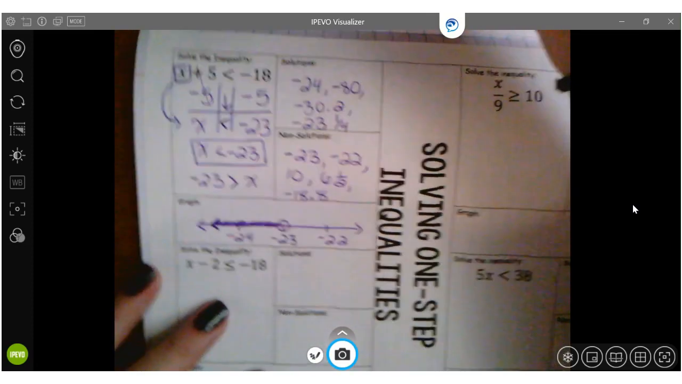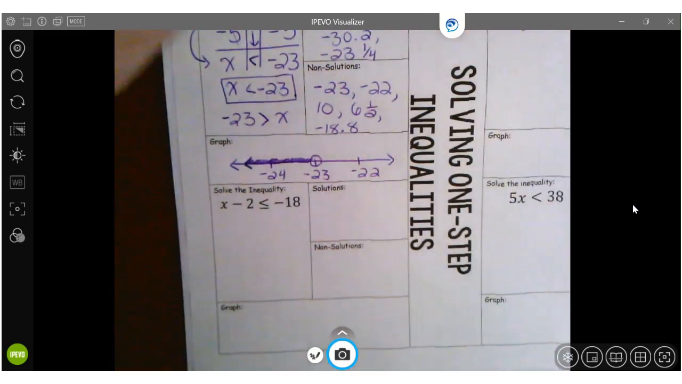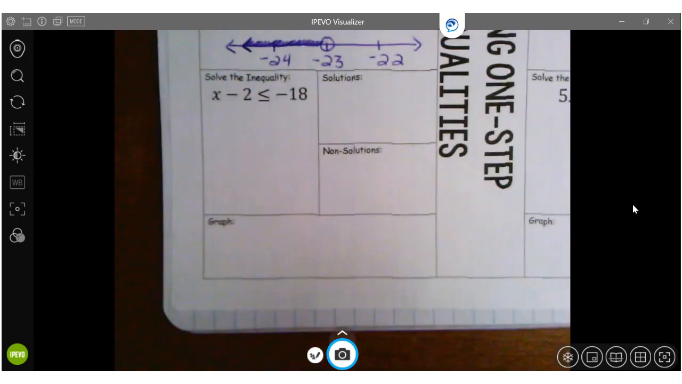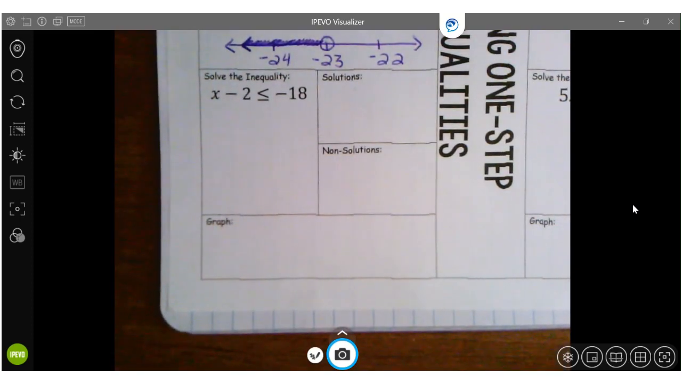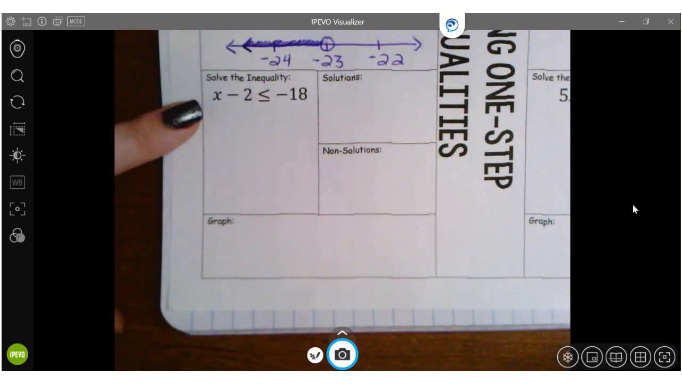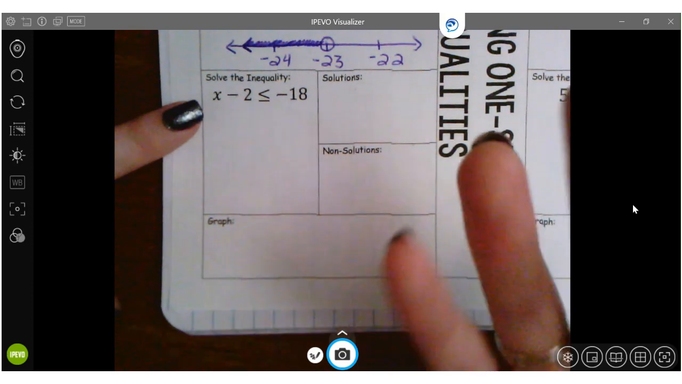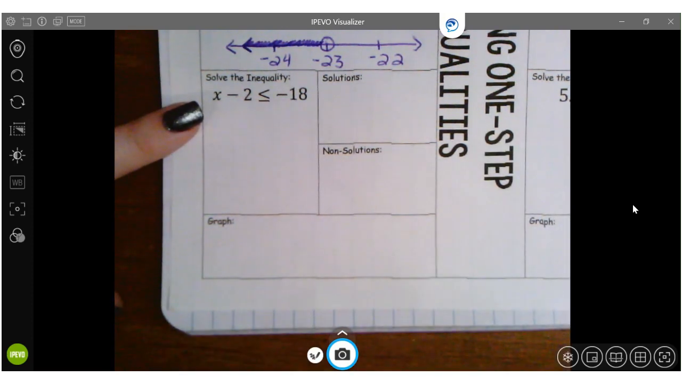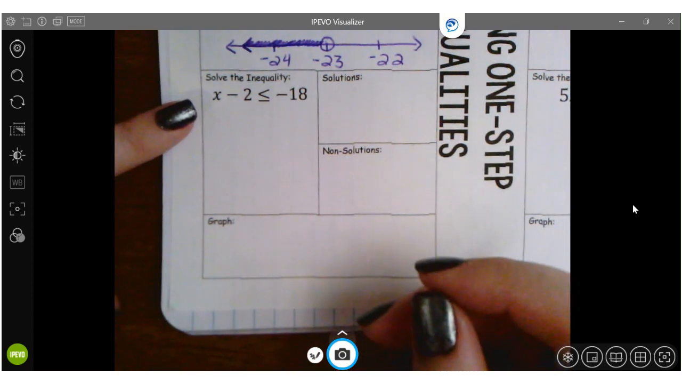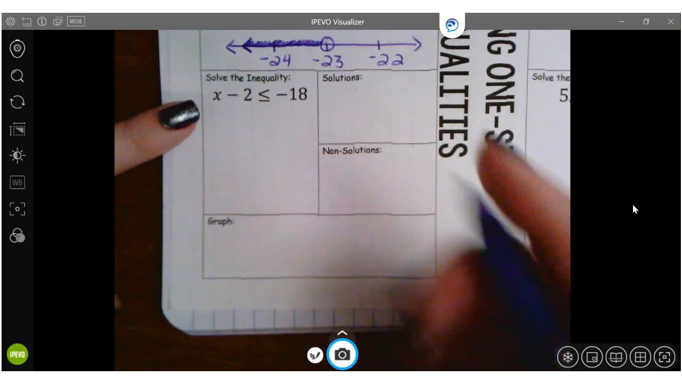All right, I'm going to slide down to the problem below that. I have subtraction. So x minus 2 is less than or equal to negative 18. So again, this is just a one-step inequality. So it's just easier to do the boo method because I'm only having to do one step to get the variable by itself.